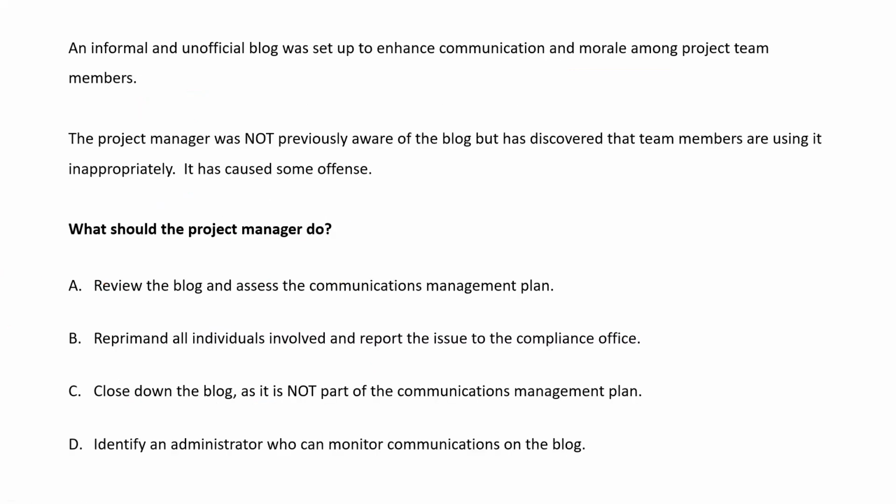An informal and unofficial blog was set up to enhance communication and morale among team members. Wow. The PM was not previously aware of the blog, but has discovered that the team members are using it inappropriately. It has caused some offense, violations. What should the project manager do?